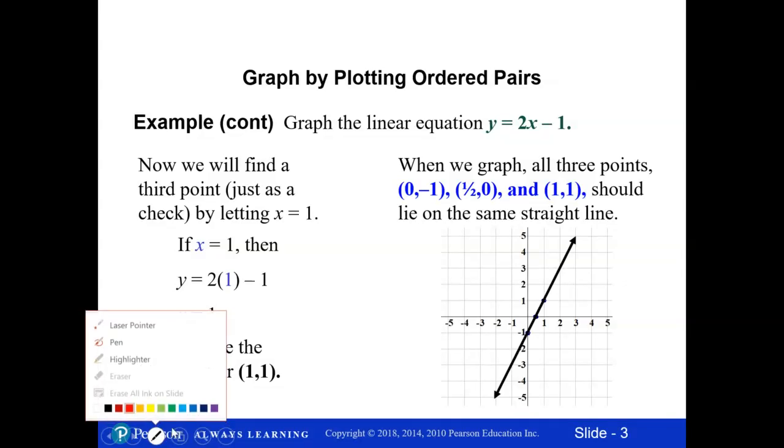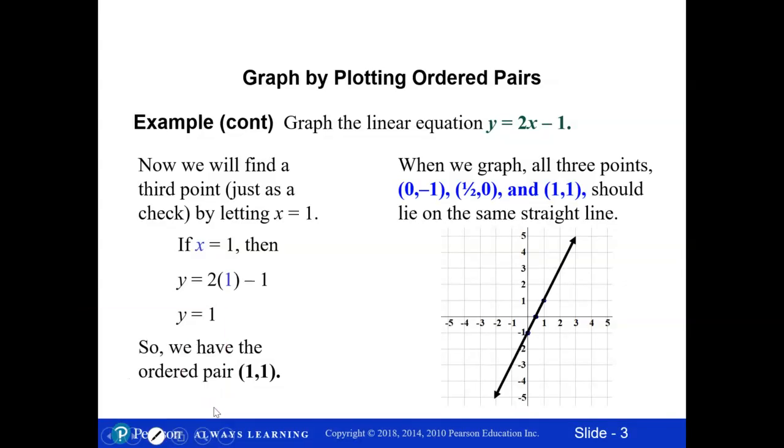Can't see. Let me get the pen here. Okay, so here, this point is your 0, negative 1 right there. This point right here is your negative 1/2 and 0, and this point here is your 1, 1. And as you can see, that's a straight line.